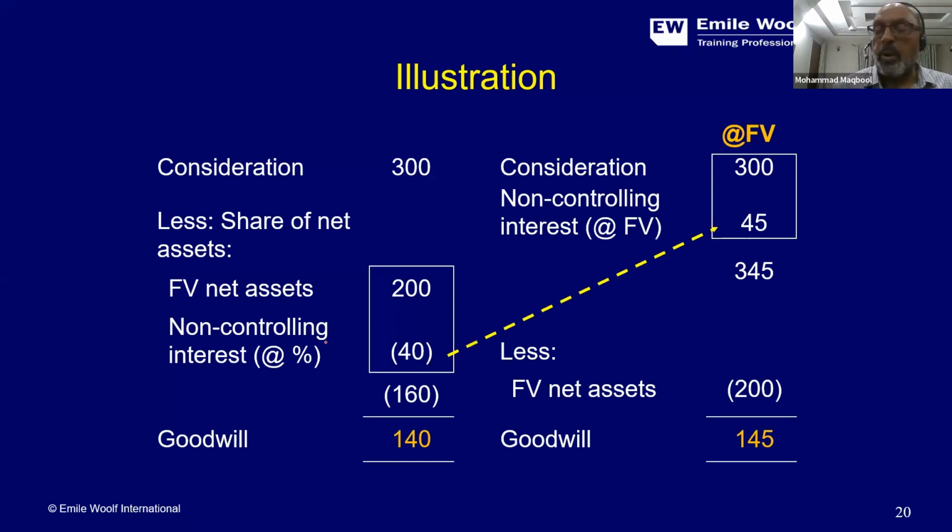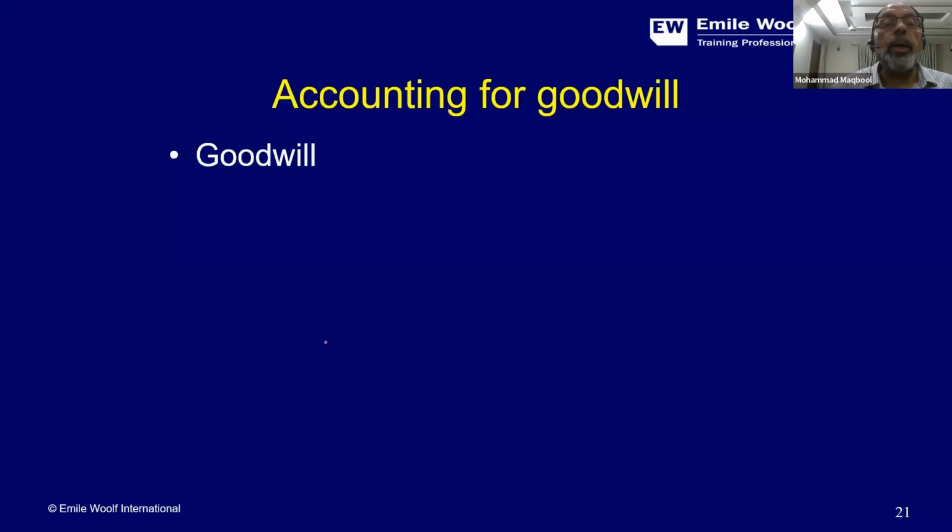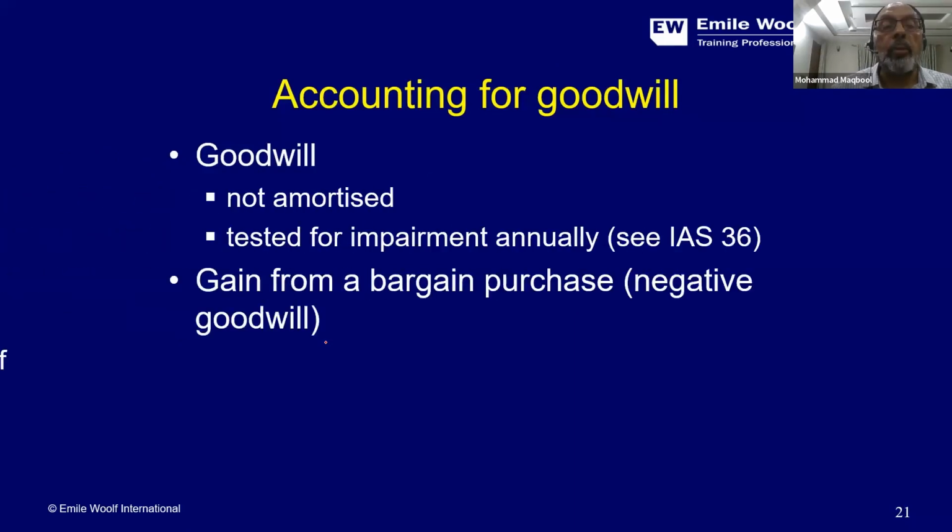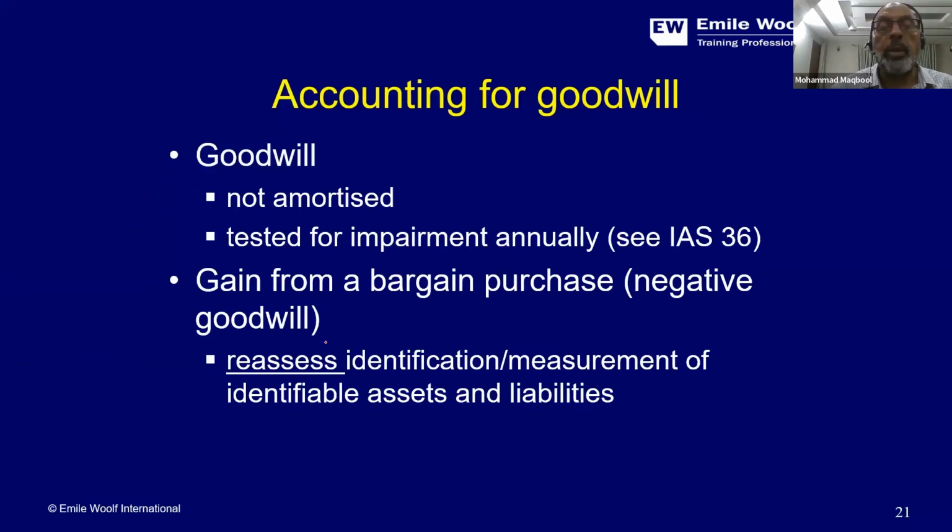As a result, the goodwill differs by exactly 5. That's based on how we take the non-controlling interest. There's an option in working out the non-controlling interest, which impacts the goodwill figure. Okay. And the goodwill, as I said, is not amortized, rather it is tested for impairment every year. If there is a gain, that is negative goodwill, we reassess it and then take it to the profit and loss account as income.